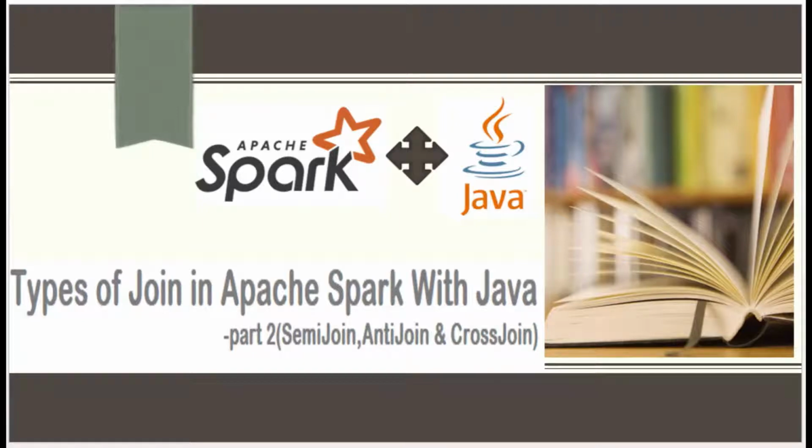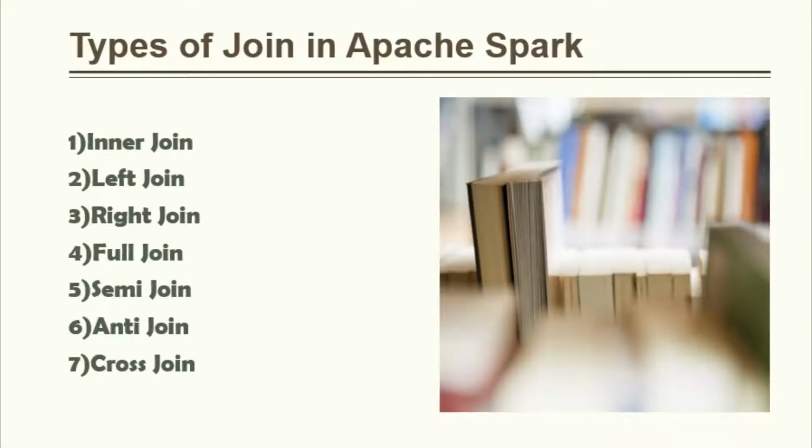Hello programmers, in this video we're going to discuss the types of joins in Apache Spark with Java. Fine, there are 7 types of joins available in Apache Spark, and the types are inner join, left join, right join, full join, semi-join, anti-join, and cross join.